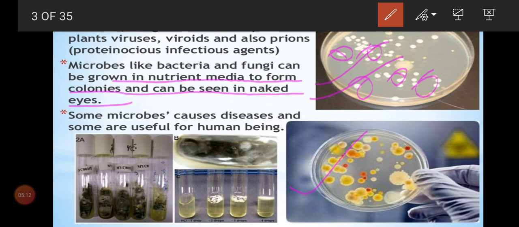Some microbes cause disease and some are useful for human beings, that we already know. Microorganisms are a friend as well as a foe. With the friend part we get more benefit, with the foe part even human beings, plants and animals get diseases. Okay children, we are going to learn in detail about the different kinds of microorganisms and their useful part.